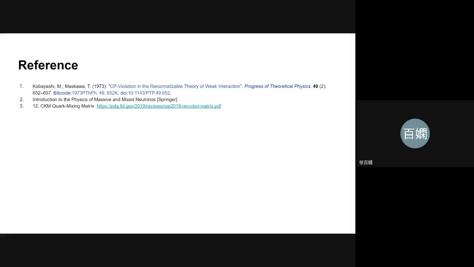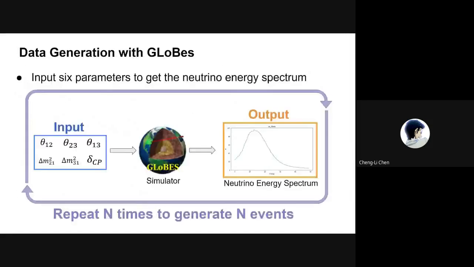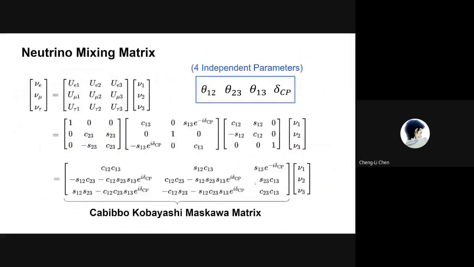Thanks. Any further questions or comments? Okay, so can you go to your mixing matrix slide, page 4? Are you sure this is a CKM matrix? Yes. Okay, because it contains the delta CP terms.